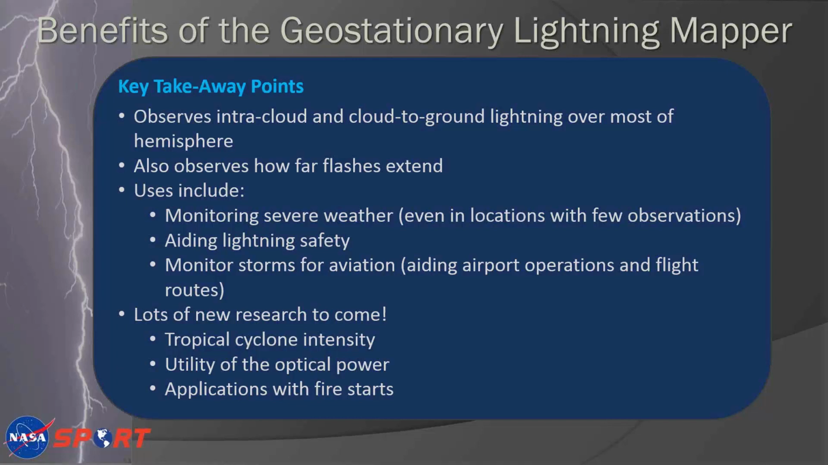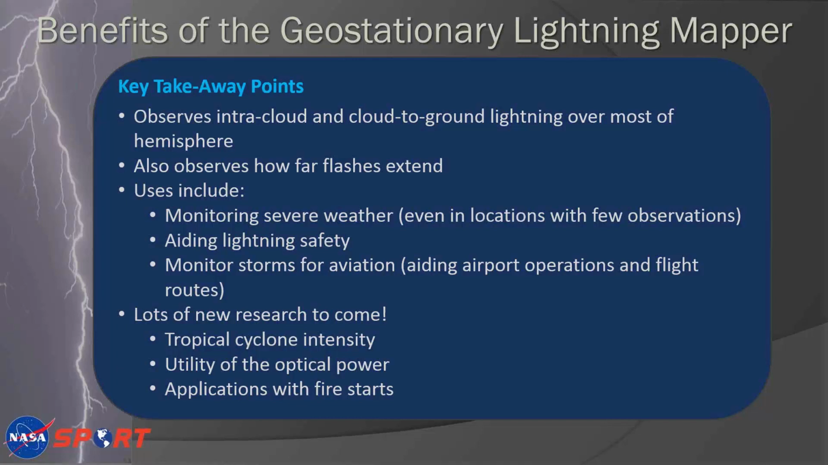Aid in lightning safety, and also from our aviation partners at the Center Weather Service Unit and Aviation Weather Center, they can monitor convection in data-sparse regions, oceanic regions, and just see how storms are evolving. Are they persisting? Are they weakening? Do they have to make adjustments to flight routes and arrivals and departures for airports?